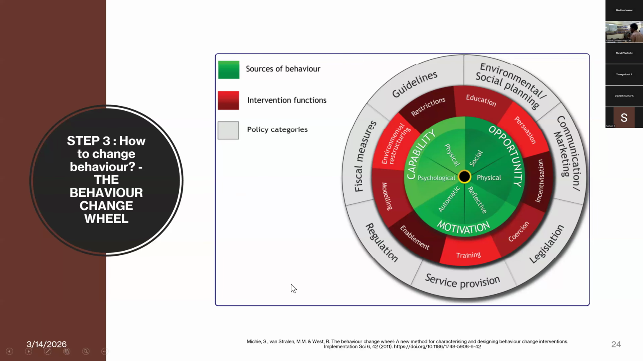And at the policy level, things that can be done are fiscal measures, implementation of guidelines, environmental and social planning, communication strategies to inform the masses about the behavior change, enacting appropriate legislations and appropriate regulations.